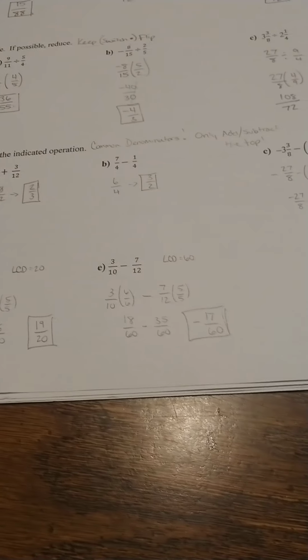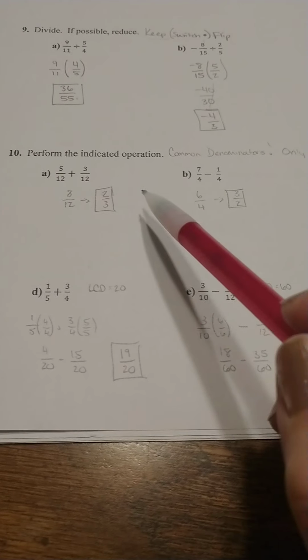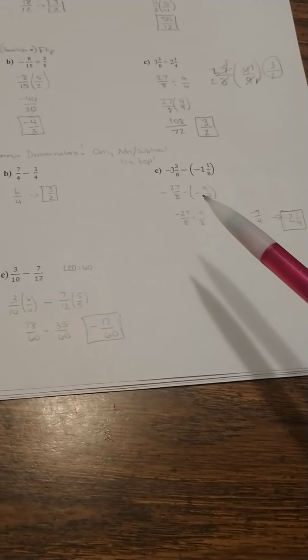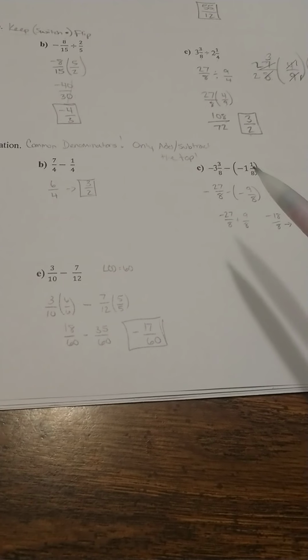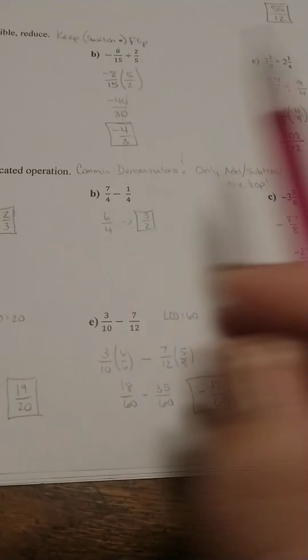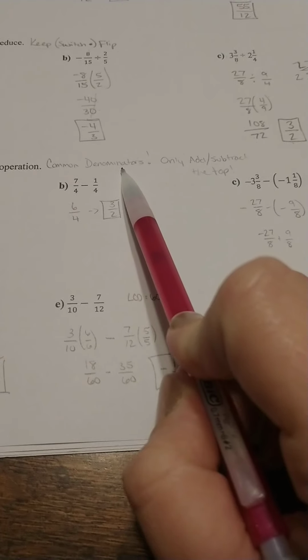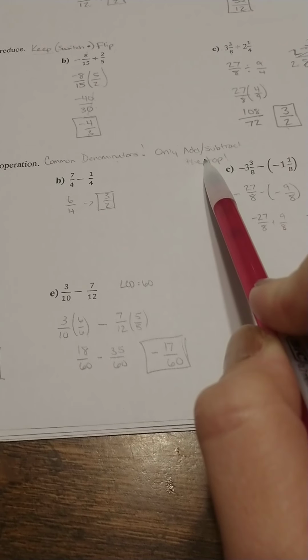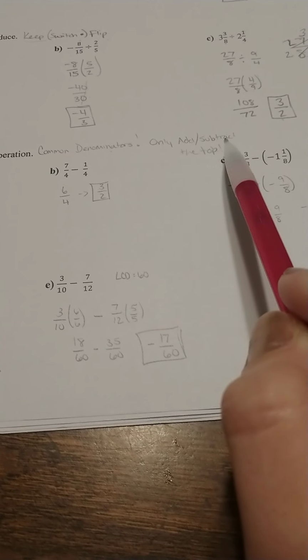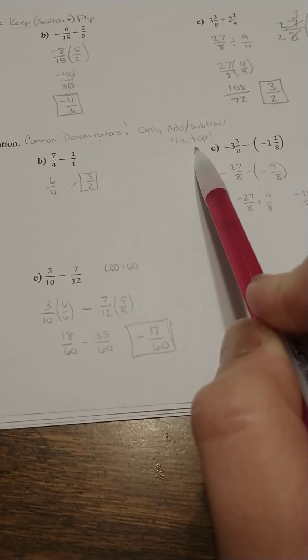Let's see. 10. You are performing the indicated operation. So on these ones, on all of these ones on the bottom, we are either adding or subtracting our fractions. To add or subtract fractions, you have to have common denominators. And then once you have a common denominator, all you do is either add or subtract the top. Sorry, got distracted. You only focus on the top. You leave the bottom completely alone.